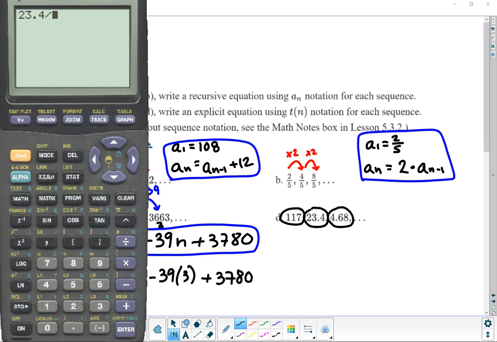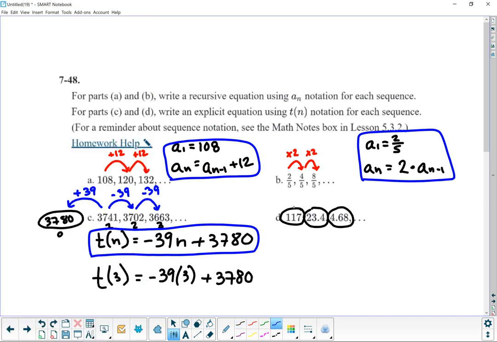And I'm going to divide it by 117. That gives me 0.2. Okay, and I'm going to take the third one, 4.68, and I'm going to divide it by the second one, 23.4. You see how it's consistent? So that means that I know that the pattern, to go from one to the next, is going to be times 0.2. To get to the next one, it's going to be times 0.2.